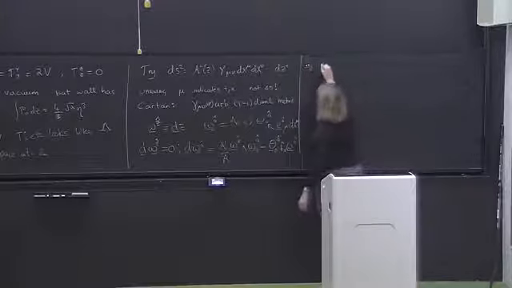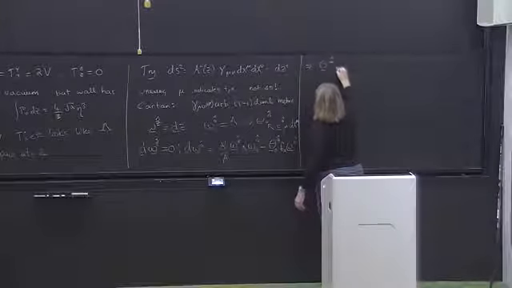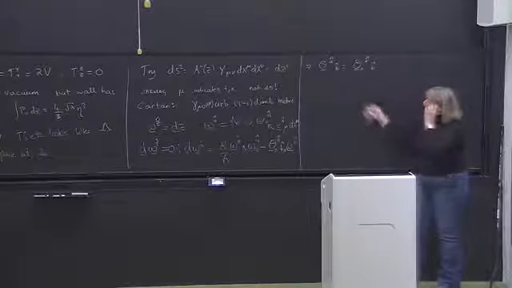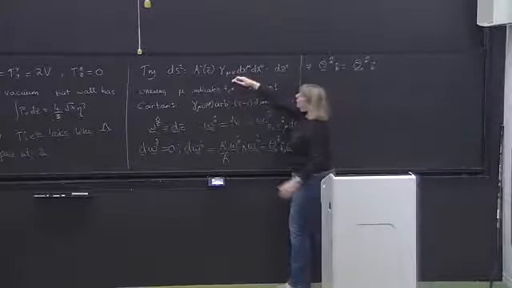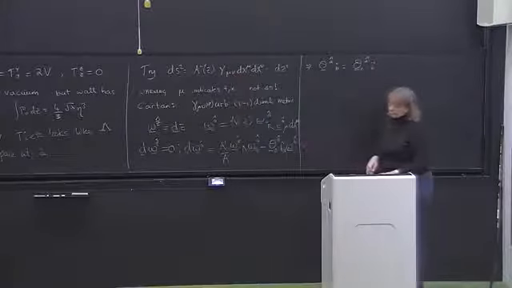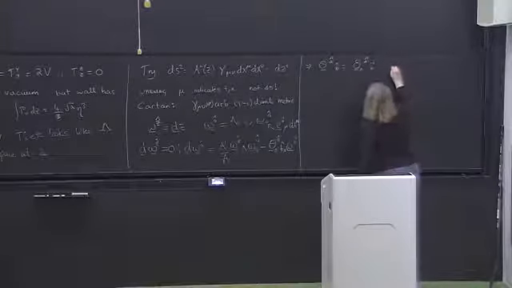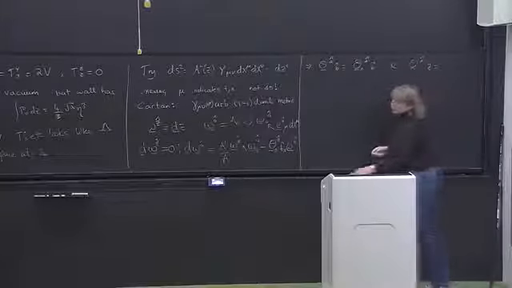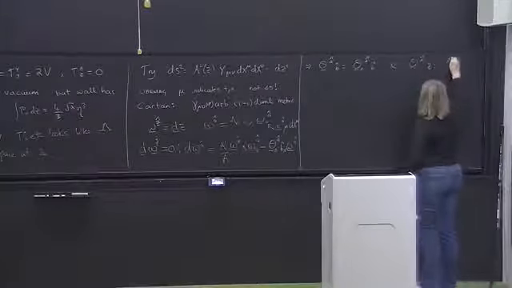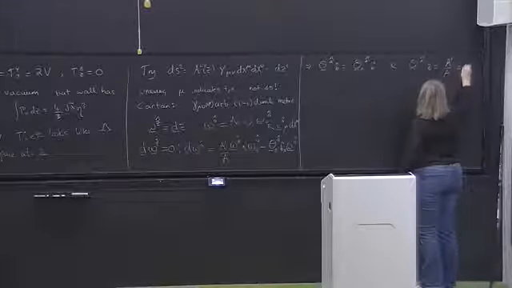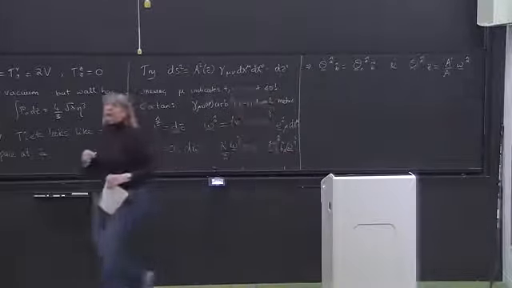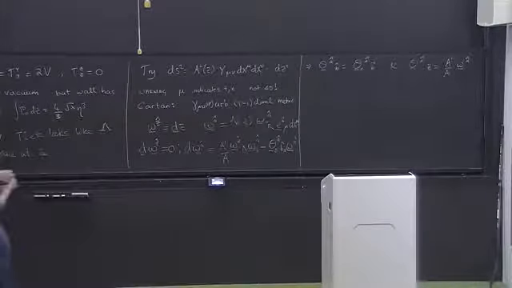So therefore, if I read off my connection 1-forms, the mu nu bits are just whatever they should be for gamma, and theta az is going to be a primed on a, omega a. So now I want to calculate the curvature.